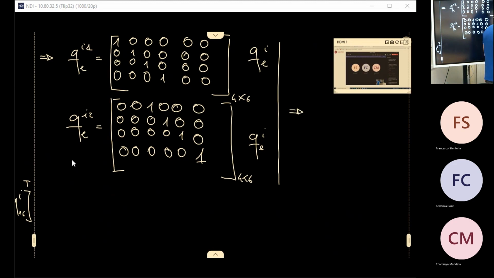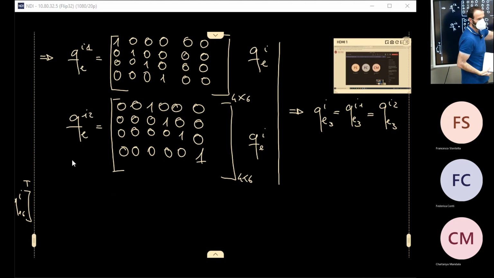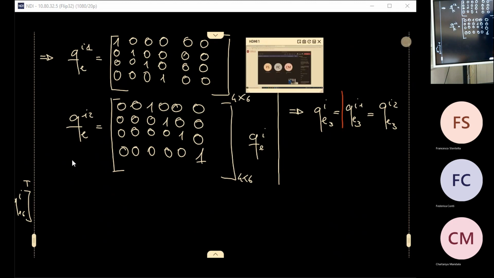You're saying that QE, for example 3, is equal to QE3I1. Okay. Basically, and this eventually means this one, that you're actually, you see, you're imposing an equality.